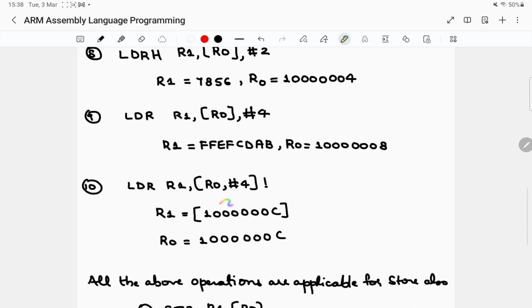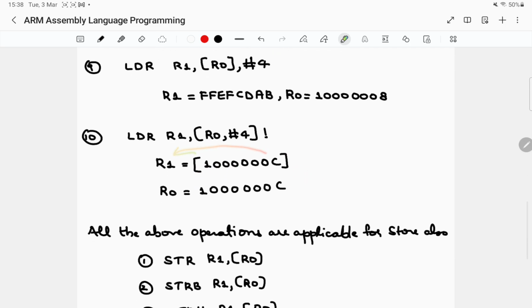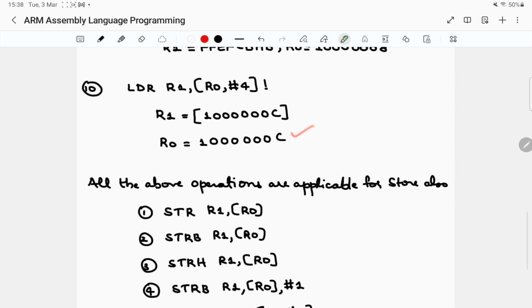Now LDR R1, [R0, #4]! with exclamation. So what will this do? R0 will get incremented by 4. So R0 becomes 16 zeros and C. And then from this location, the value will be loaded to R1. Okay, so R0 will be written back also.